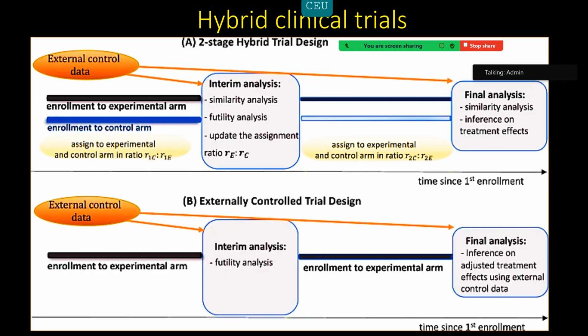So I explained the same thing, just the two figures side by side. In phase 1, you do a regular RCT, but you're looking to see with this AI data at the midway point how the patients are similar, whether it is predicting well, and then you can update the assignment ratios here, and then you do a final analysis.